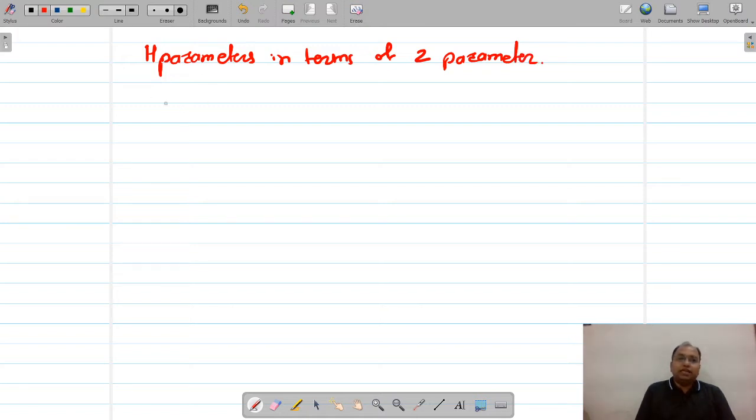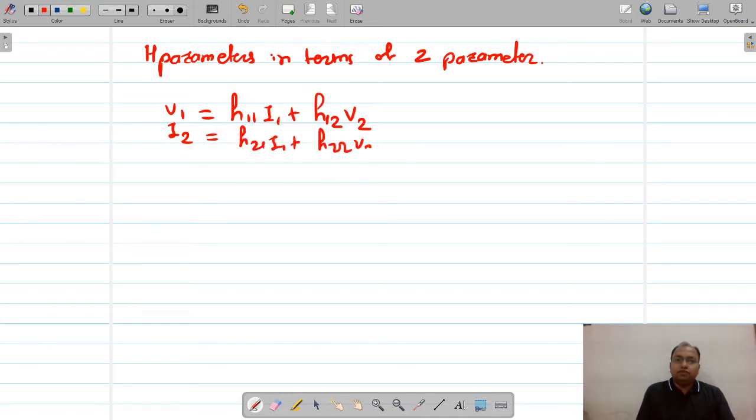So let us write the h parameter equations first. V1 and I2 are the left hand side terms of the equations, and the h parameters are multiplied with I1 plus h12, sorry, not h21, h12 V2, and I2 equals h21 I1 plus h22 V2. So these are my h parameters, and let us now represent the z parameters.